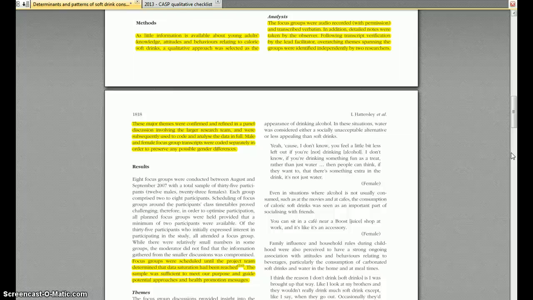So thank you for your attention. I hope you'll be able to follow a similar process for your own quality assessment, critical appraisal of a qualitative study, and to record your observations on your chosen study to contribute to your portfolio.